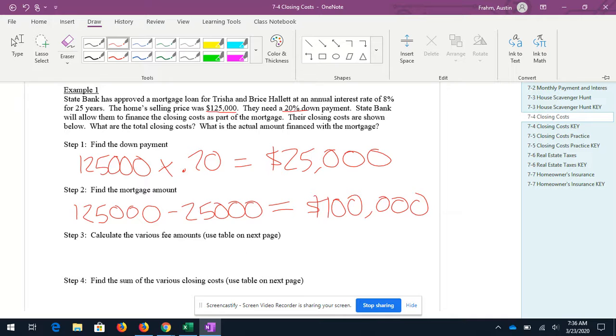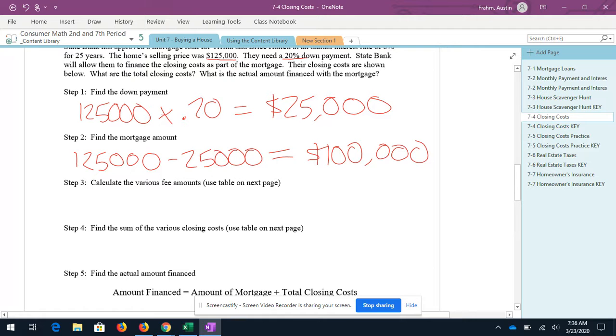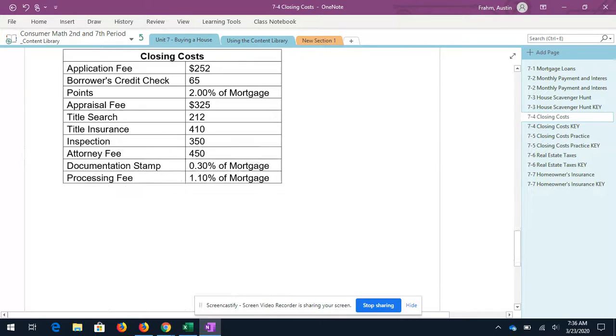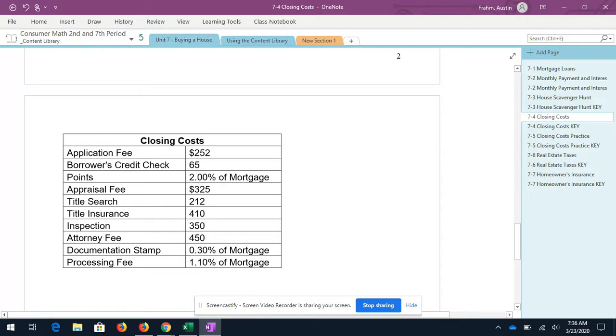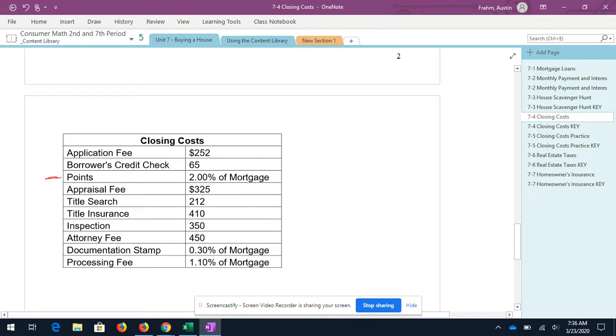So now to do step 3, they want us to calculate the various fee amounts using the table on the next page. So if we scroll down, here's the closing cost table. It has lots of different things. On the left-hand side: application fee, borrower's credit check, points, appraisal fee, title search, title insurance, inspection, attorney fee, documentation stamp, and processing fee. The thing I want to point out is that for points, the documentation stamp, and the processing fee, notice that they all have percentages instead of actual dollar amounts.